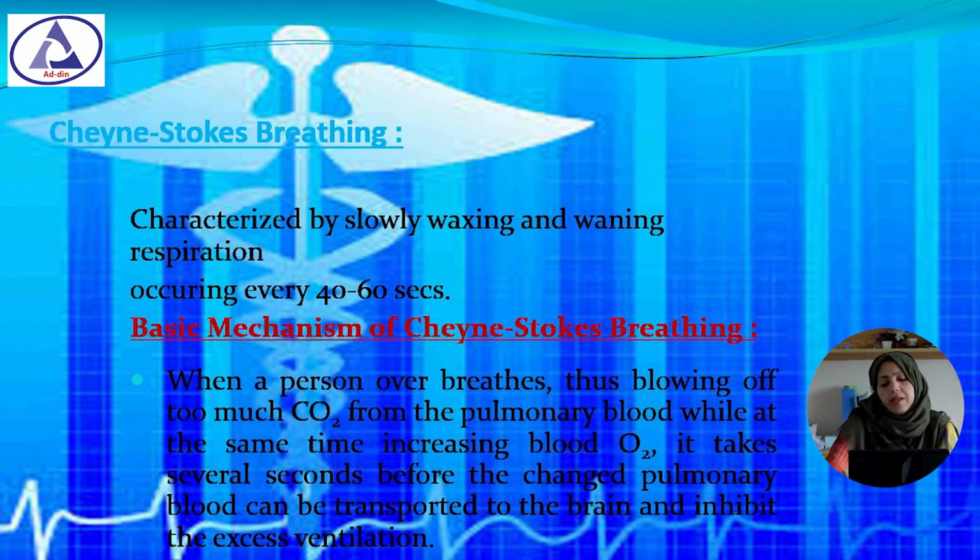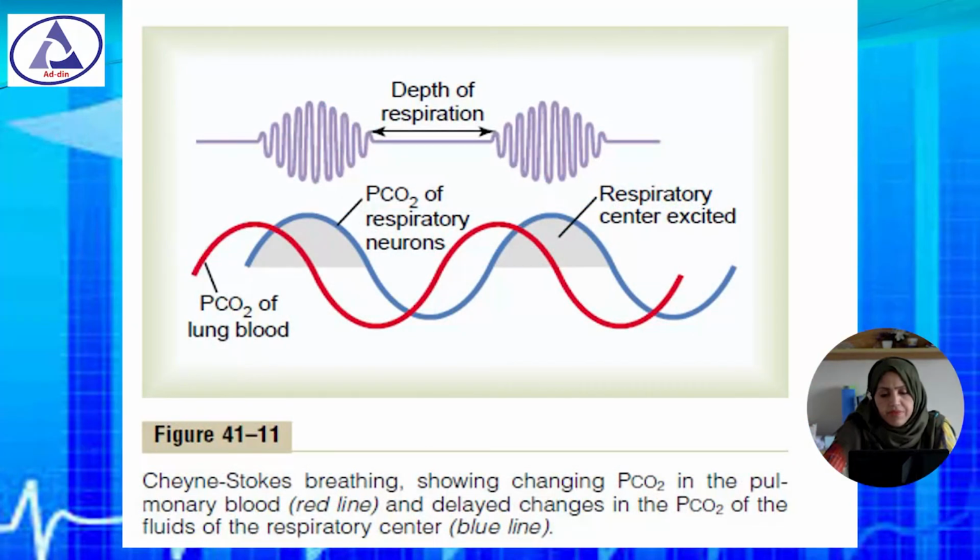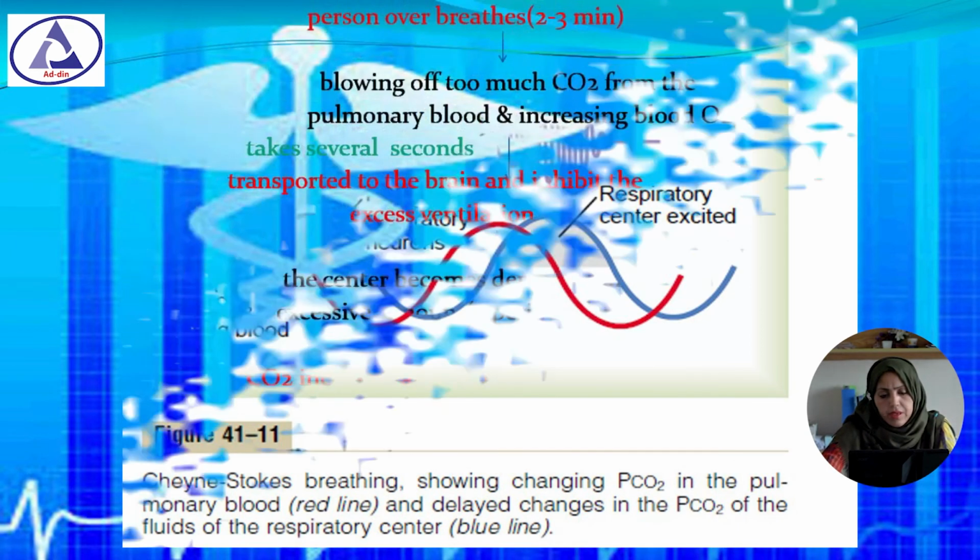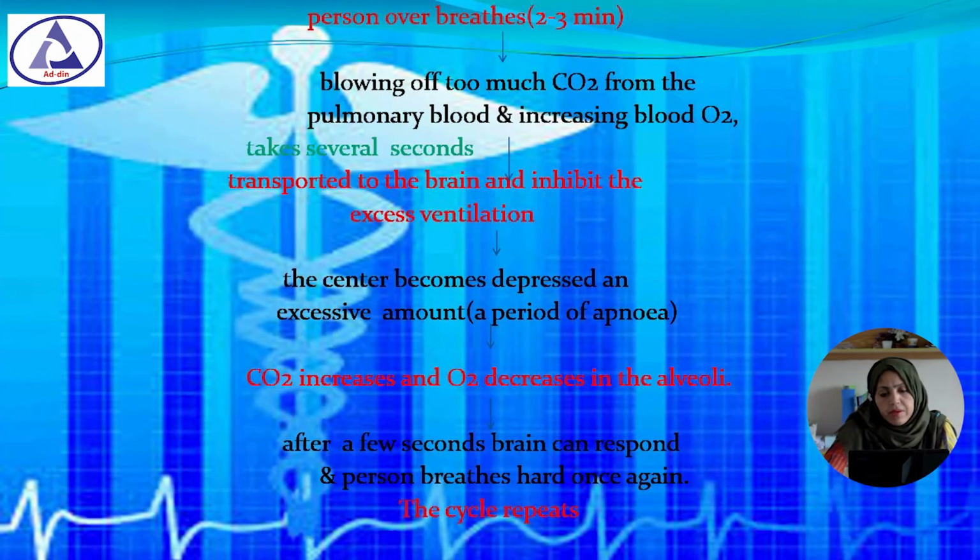The basic mechanism of Cheyne-Stokes breathing is that the person overbreathes, thus blowing off too much carbon dioxide from the pulmonary blood while at the same time increasing blood oxygen. Then it takes several seconds before the changed pulmonary blood can be transported to the brain and inhibit the excess ventilation. And this is the figure of the waxing and waning respiration occurring every 40 to 60 seconds. And this is the mechanism of Cheyne-Stokes breathing.